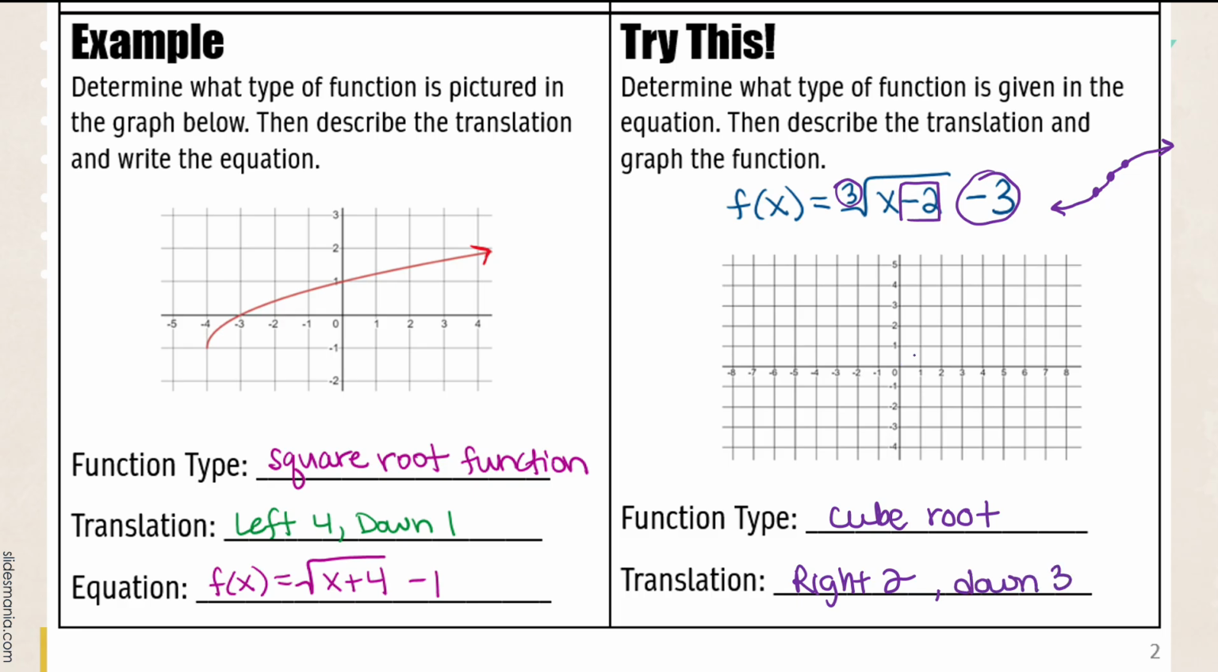So normally our graph would be at 0, 0, but we're going to go right 2 and down 3. And that is going to be the new center of our cube root function. In order to graph the rest of it, I just need to make a diagonal, and then I'm going to connect the points by curving them slightly in each direction. All right, that is it for the cube root functions.